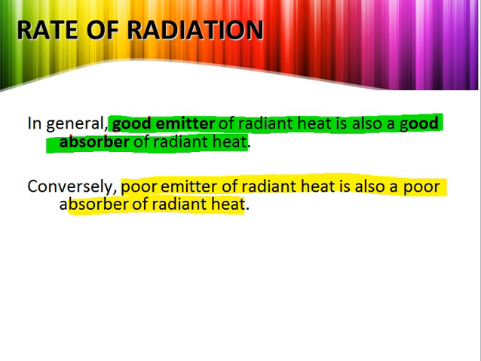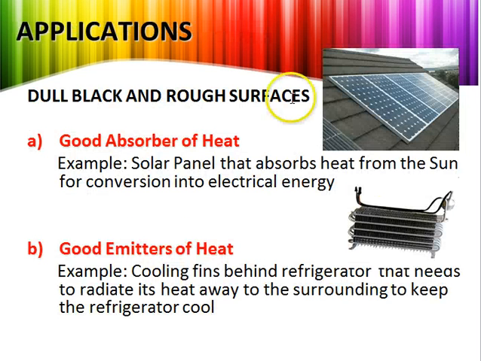So let's look at some examples. So you can see the solar panel here. Solar panels are normally black in color. Why are they black in color? Because we want them to absorb the energy from the sun, the heat from the sun. So we tend to use black because they are good absorbers of heat. So the solar panel absorbs heat from the sun and converts it into electrical energy. We use black in color.